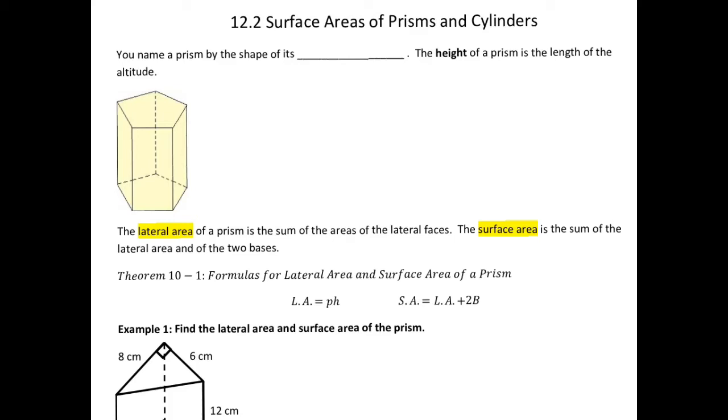So today's lesson is lesson 12.2. We're going to talk about surface area of prisms and cylinders. The first thing that I want to remind you is that you name a prism by the shape of its base. So if you were to look at the prism to the left or below, you would see that the base is a pentagon. So this would be a pentagonal prism.